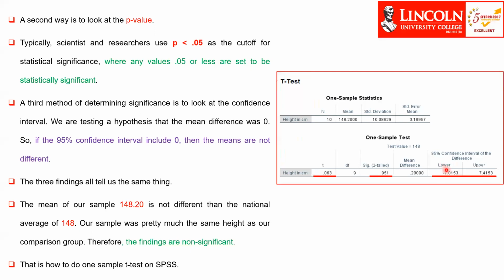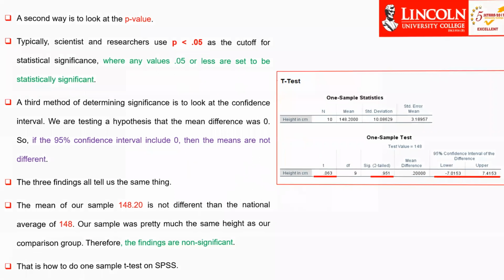But if what you have here is a negative value, and what you have here is also a negative value, it means that it doesn't include 0. Or if what you have here is a positive value, and what you have here is also a positive value, it also shows that it doesn't include 0. So in that case, the means are different. But because it crosses 0, that means the means are not different. Okay, so those are the three methods to do this particular investigation on one sample t-test.